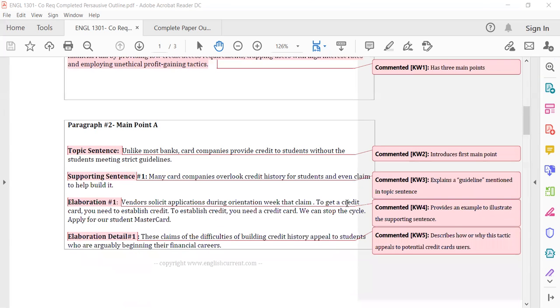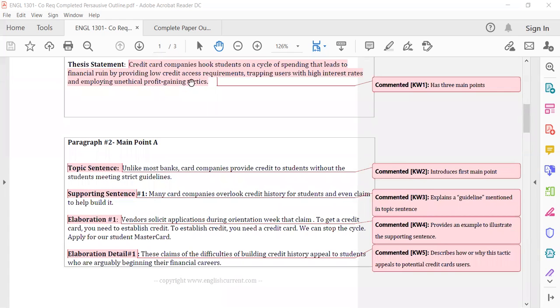Moving to paragraph number 2, which is my first body paragraph, you'll see that my topic sentence identifies what I mean by providing low credit access requirements. My topic sentence states, unlike most banks, card companies provide credit to students without the students meeting strict guidelines. So that's what I mean by they have low credit access requirements. You'll see it introduces my first main point.